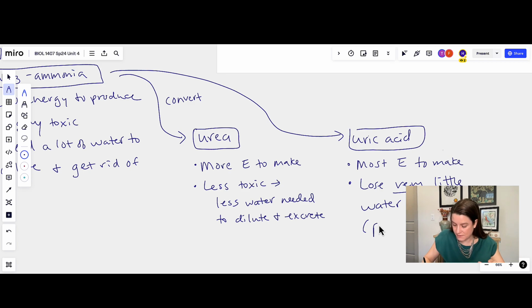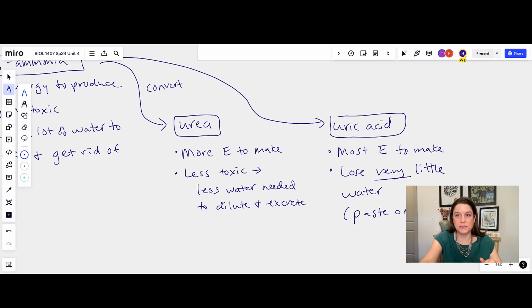It's actually like a paste or solid. So this is like in birds, when they poop, it has that white stuff in it. That's uric acid. Or reptiles, if you've ever owned reptiles, sometimes they put out these little dried white crust, like little ball things. And those are your uric acid. So you lose very little water.